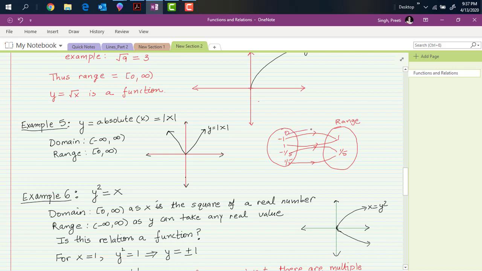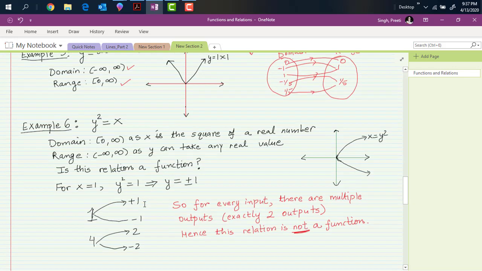I can have a 0 which is mapping to 0, but the domain has everything. Negative infinity to infinity, as you can see right here. And also the graph extends indefinitely on left and right, but only stays in the positive side of the y-axis, which is 0 to infinity. Okay.